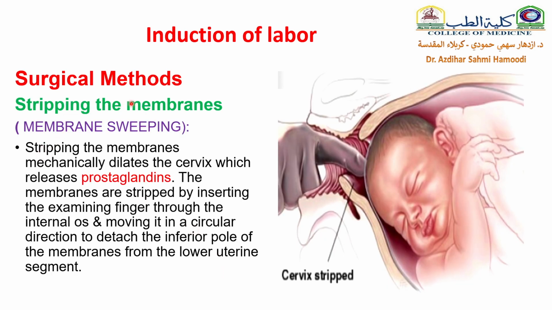Surgical methods. We can use stripping the membranes, or what's called membrane sweeping. Stripping the membranes mechanically dilates the cervix, which releases prostaglandins. The membranes are stripped by inserting the examining finger through the internal os and moving it in a circular direction to detach the inferior pole of the membranes from the lower uterine segment, as you see here in this picture.